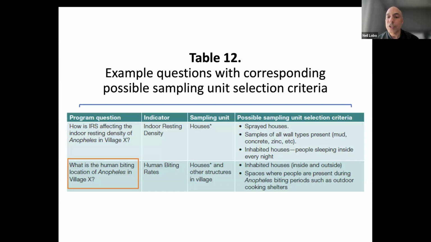And unit selection criteria might be inhabited houses where humans are living, because you might not want to sample in houses where there's no one living. And as I mentioned, spaces where people are present during biting times, for example, outdoor cooking shelters. In Zambia, we have lots of outdoor cooking shelters. Since people are there when mosquitoes are biting, and our question is to look at the human biting location, we might want to select outdoor cooking shelters as a unit as well.